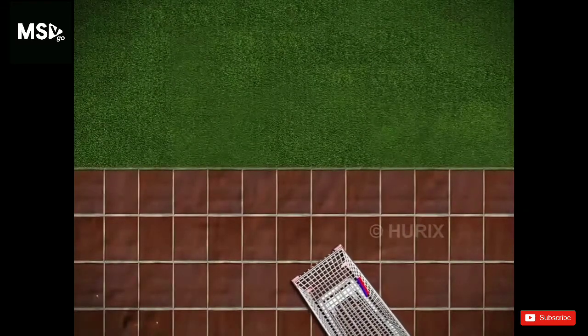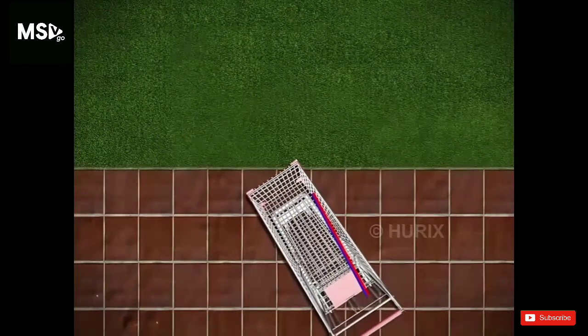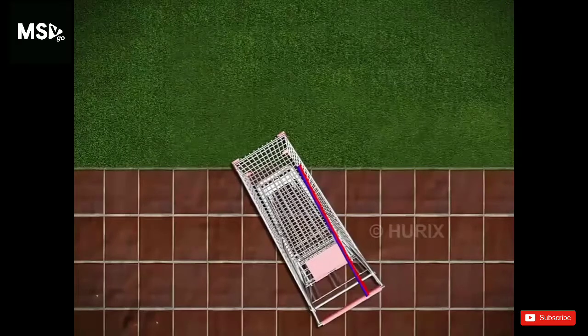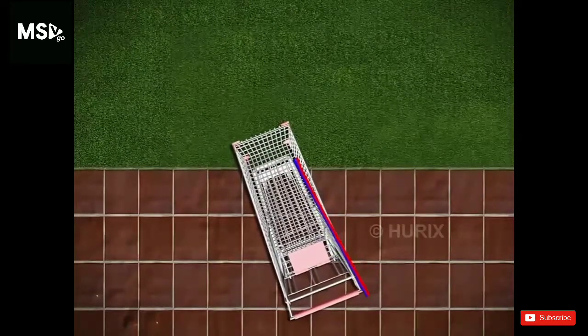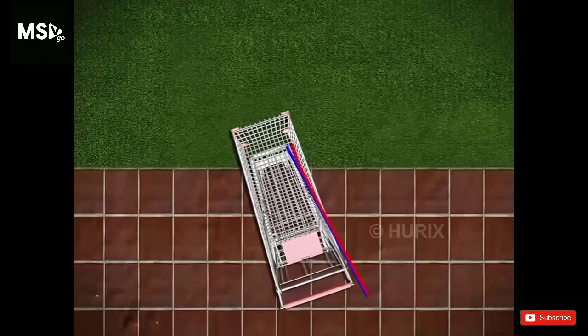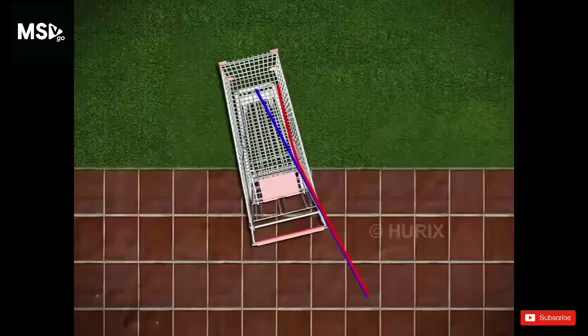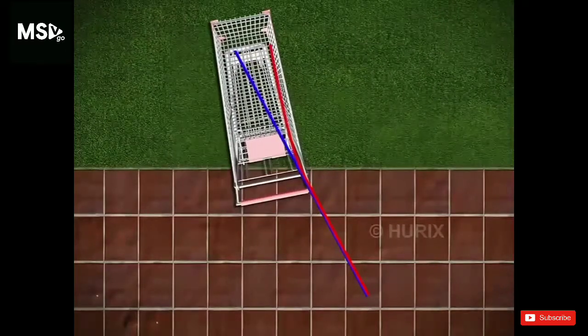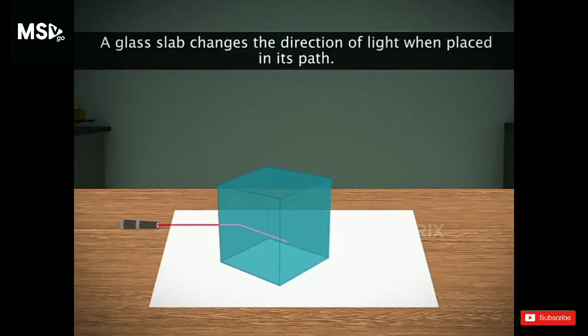Push a shopping trolley onto the grass at an angle from the car park. If the right wheel hits the grass first, since the medium provides more friction, the wheel slows down. But the left wheel is still on the pavement and moving at the same speed as before, so the trolley quickly turns to the right as it moves onto the grass. Similarly, a glass slab, when placed in the path of light, changes the direction of that light as it travels from one medium to another.